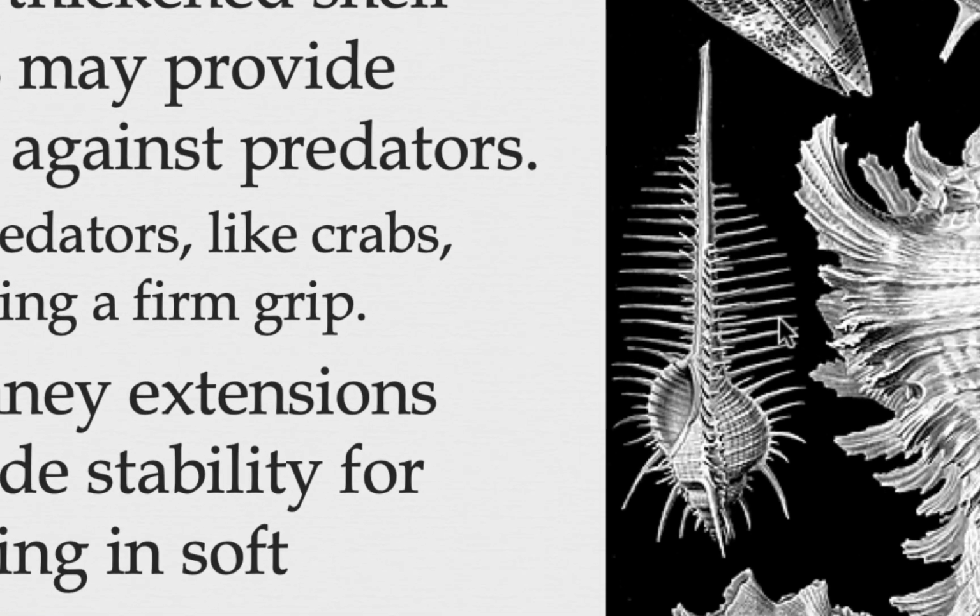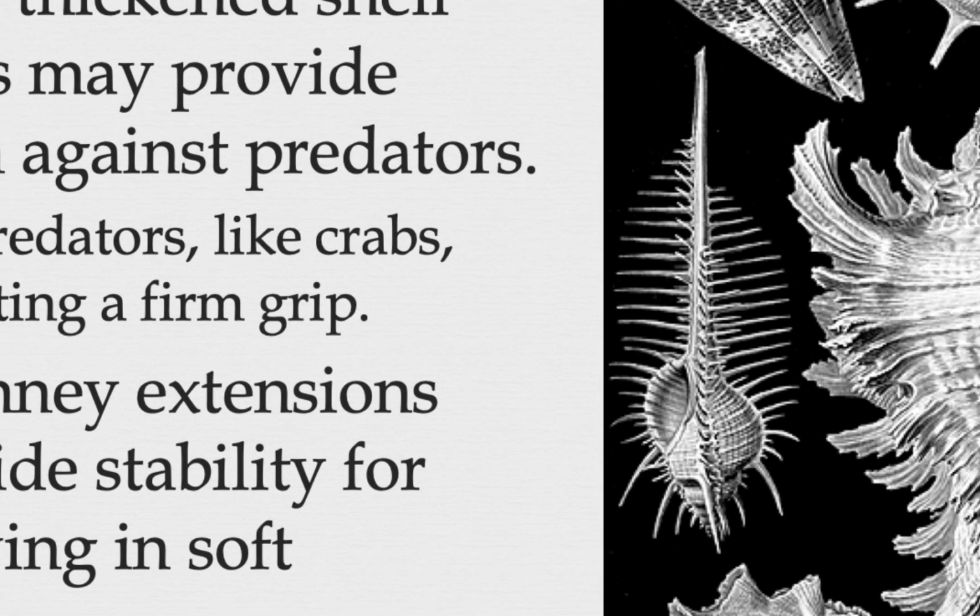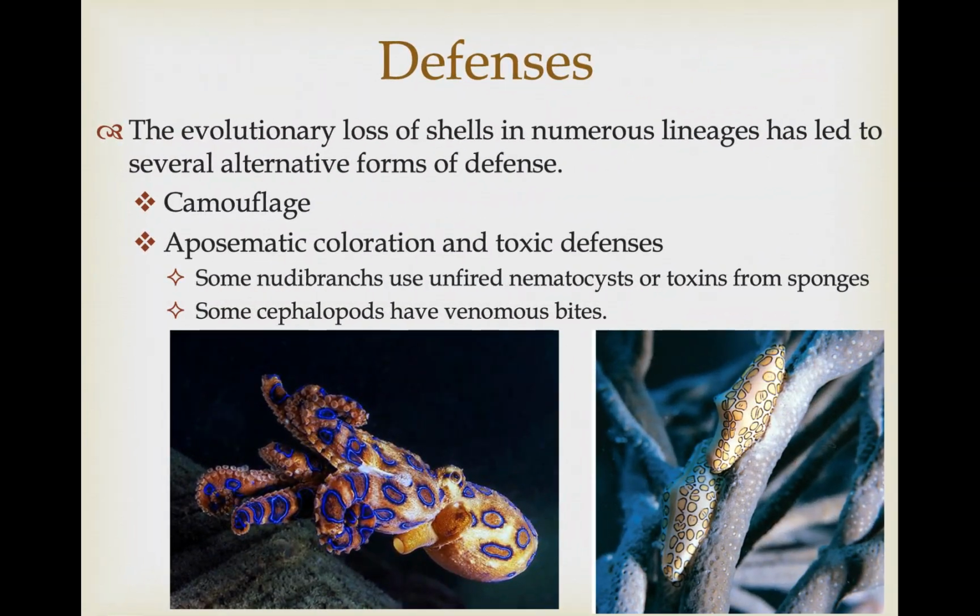Some of the more delicate, long, spiny ones may be more associated with helping benthic species provide some stability on soft sediment, sandy surfaces. But as I mentioned, there has been the secondary loss of shells in numerous lineages, and in that case, you have to defend yourself in a couple of ways. One is to hide, be camouflaged, and so their chromatophores and epithelial coloring can help them remain hidden. But in some species, they're doing the exact opposite.